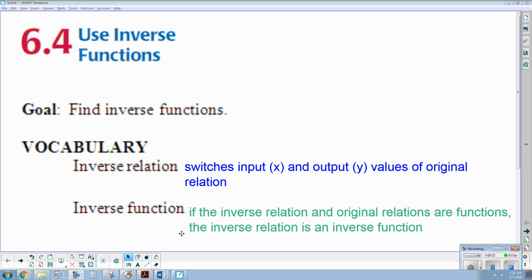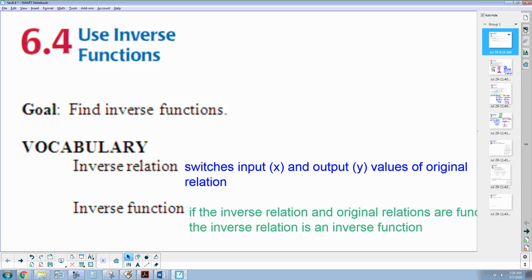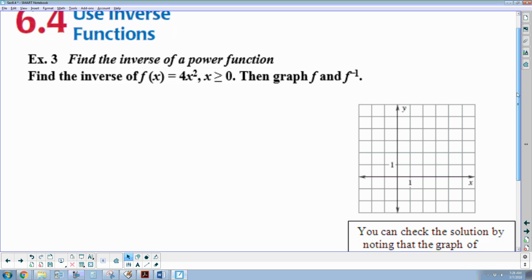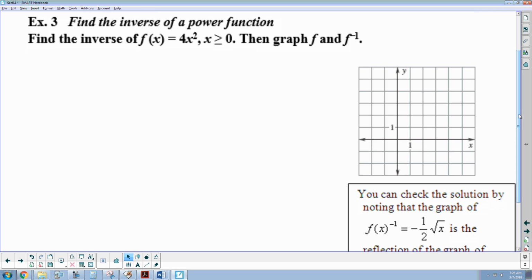So if you remember from the last video, inverse relations, we switch the x and the y values, and if the inverse and the relation are functions, then we have an inverse function. So let's look at example 3 on your note sheet. In this example, we're finding the inverse of a power function. So again, to find the inverse, we have to switch the x and the y values, or switch the input and the output values.